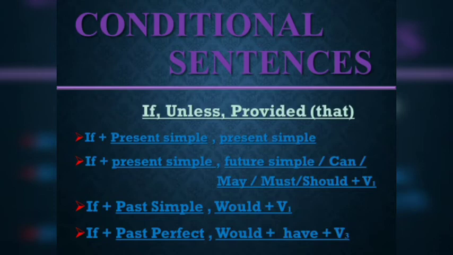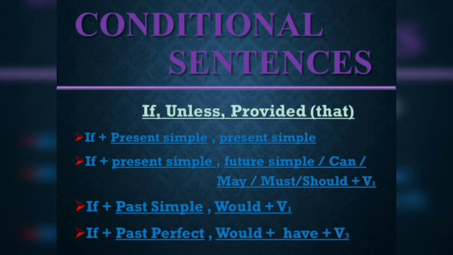For example, if I inherited $1 billion, I would travel to the moon. I repeat, if I inherited $1 billion, I would travel to the moon. Next sentence for the same is, if I had a zoo, I would allow people to interact with the caged animals more. Next sentence, if I were a bird, I would fly high in the sky.